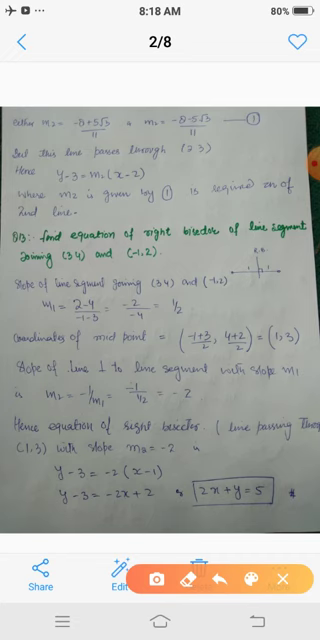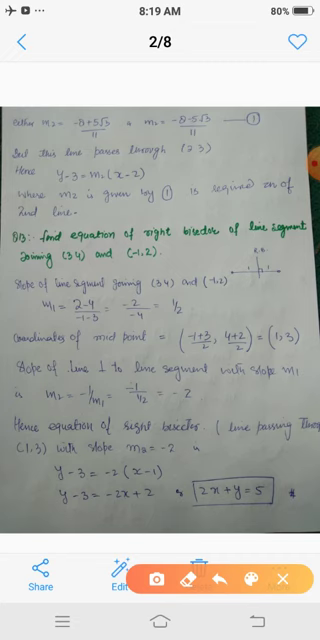Right bisector simply means that line which intersects the given line perpendicularly at the midpoint. So bisector means a line which divides the line segment into two equal parts, and right bisector means that line which divides the given line into two equal parts but intersects the given line at 90 degrees.